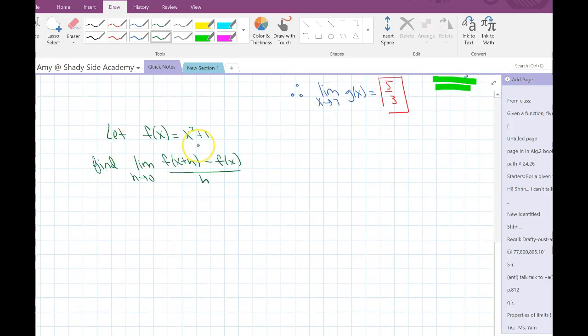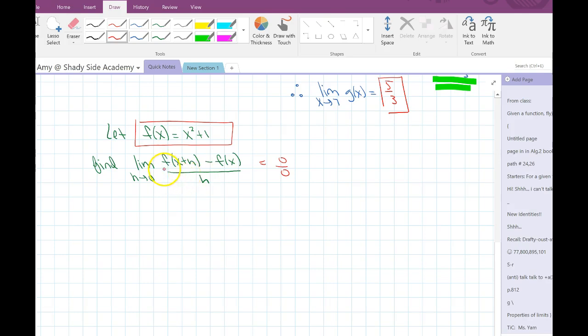So here I've given you a function, a fairly simple quadratic function, parent parabola shifted up 1. And I'd like you to find the limit as h approaches 0 of f of x plus h minus f of x all divided by h. Well, when I go ahead and plug in h equals 0, right, this is the variable of the limit. x is the variable of the function, interestingly. What I do get here is 0 over 0. Agreed?